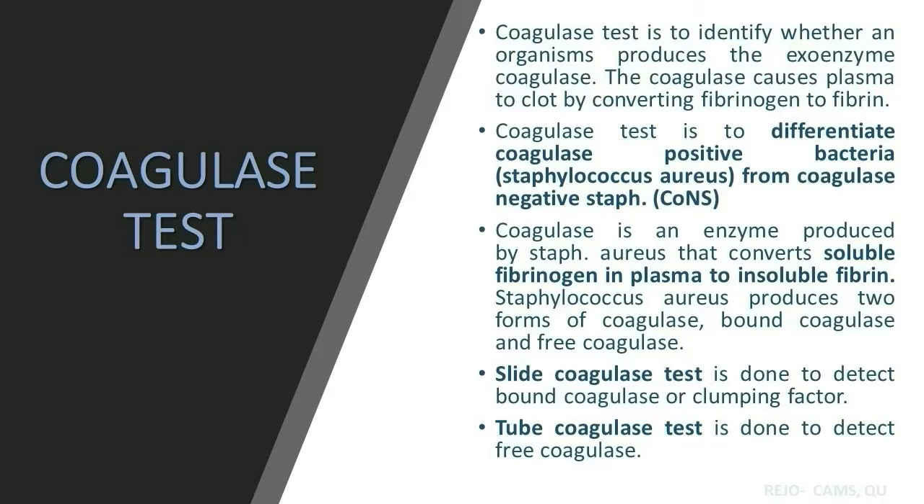Coagulase is an enzyme produced by Staph aureus that converts soluble fibrinogen in plasma to insoluble fibrin. Staphylococcus aureus produces two forms of coagulase, bound and free coagulase. So let's start with the slide coagulase test.